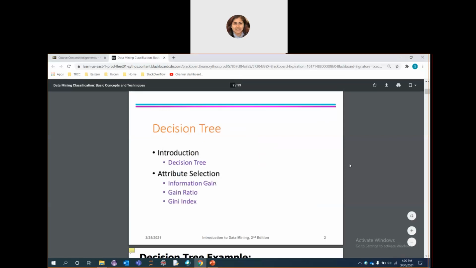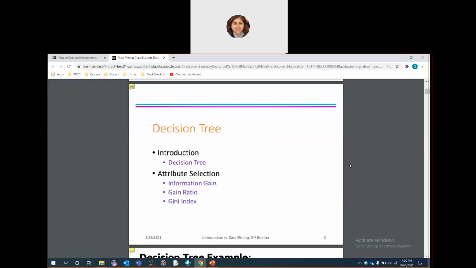Okay. Last class, we started the new concept. It's about decision tree. So decision tree is again a method for classification. It is basically used to classify the instances by sorting them down the tree from the root to some leaf node, and this provides the classification of the instance.